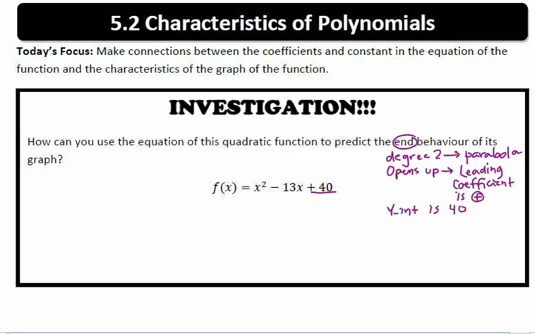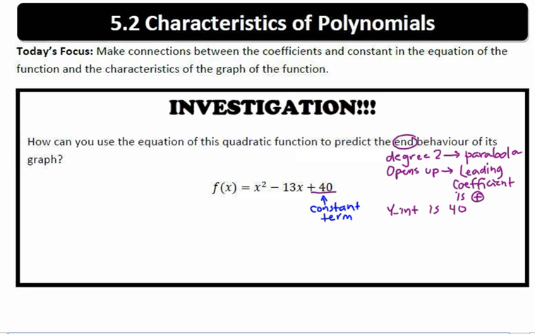And so what do we call 40? Does anyone know the name of 40? It's called the constant term. Why is it called the constant term? What's the definition of constant, Dean? Stays the same. So no matter what x is, will that term change? No, because there's no x to change it. So that's the constant term.